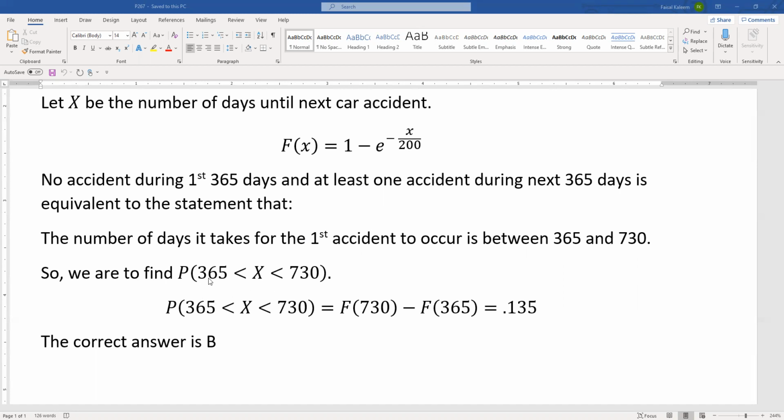So in effect, we need the probability that X is between 365 and 730. And that's big F of 730 minus big F of 365. So when we substitute the values here, we get 0.135. That is choice B.